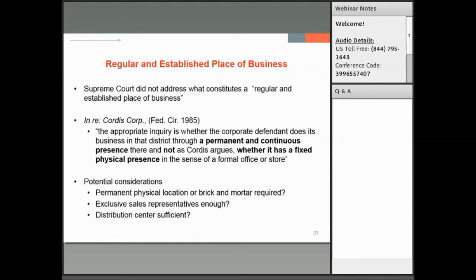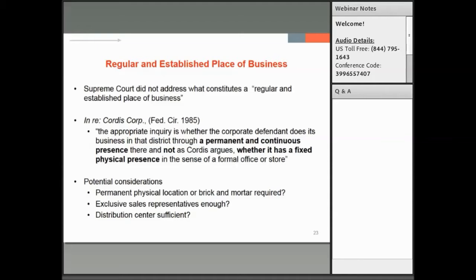So what will be the next battlefront on venue? It's fairly straightforward in most instances to determine where a corporation is actually incorporated, but the Supreme Court didn't really say a whole lot on the second prong of the test, in terms of what constitutes a regular and established place of business. You have to go back to the Federal Circuit's In re Cordis case from 1985 to start getting some clues as to what that means.